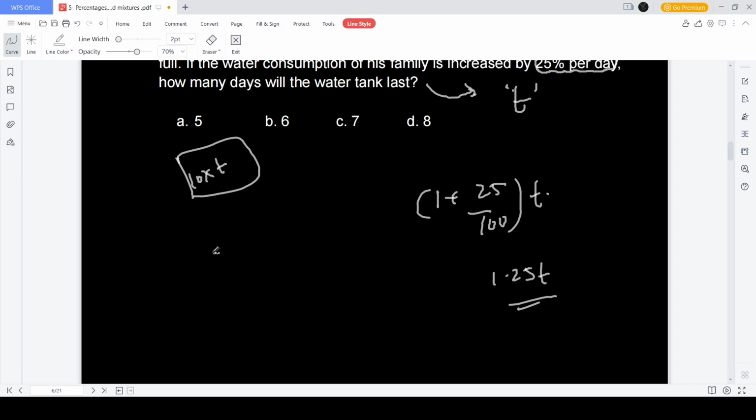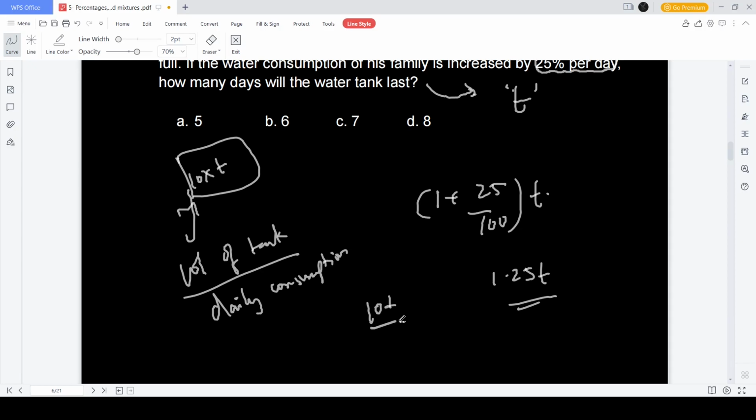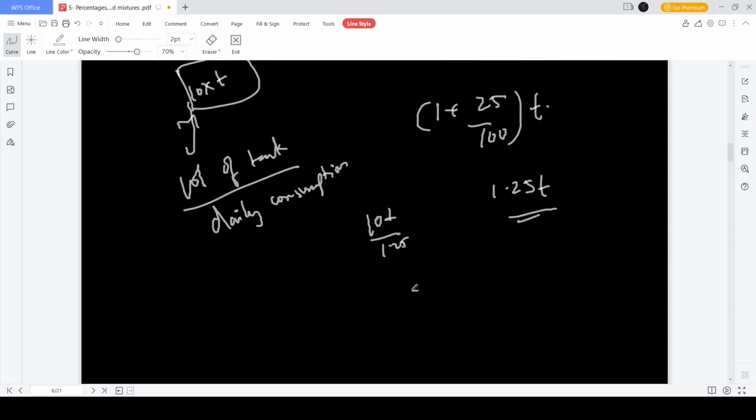And how many days will it last? We have the volume of the tank and we have the daily consumption. So just divide the numbers. So we get 10T by 1.25T, which is nothing but 5 by 4. So this 4 goes up, 4 into 2 is 8. So it lasts for 8 days.